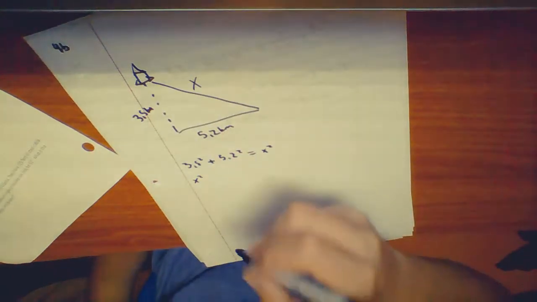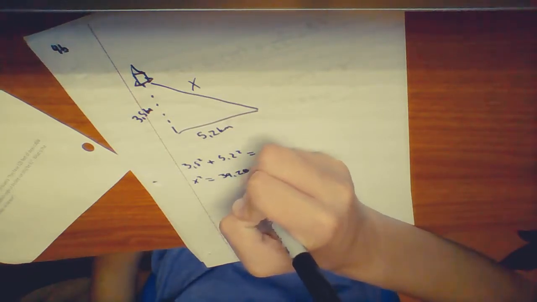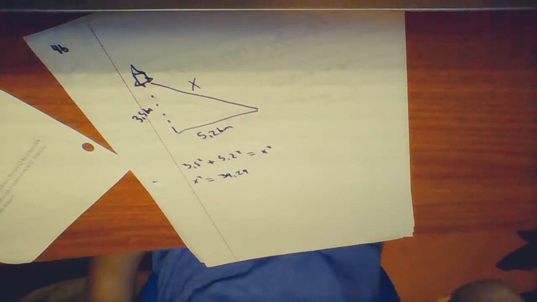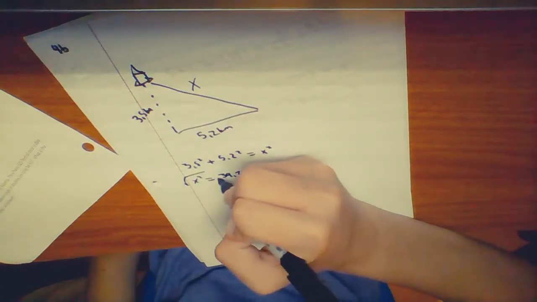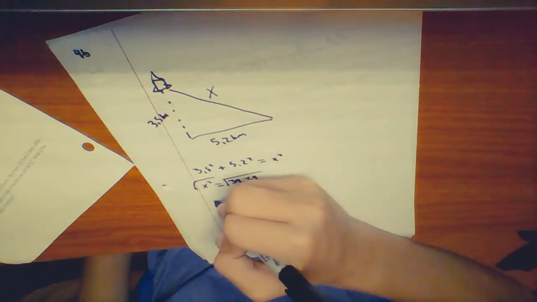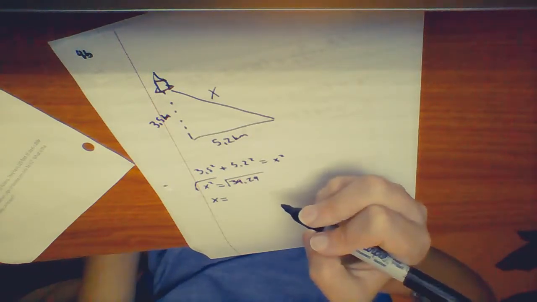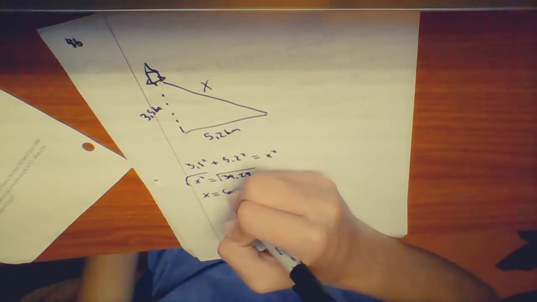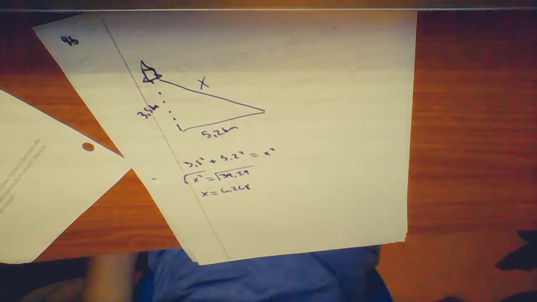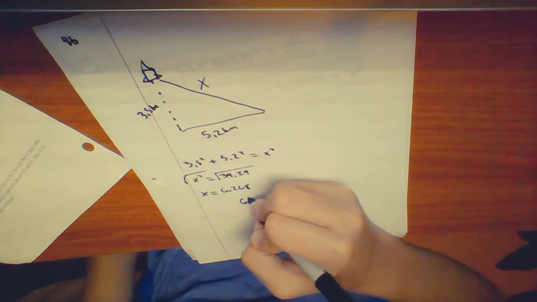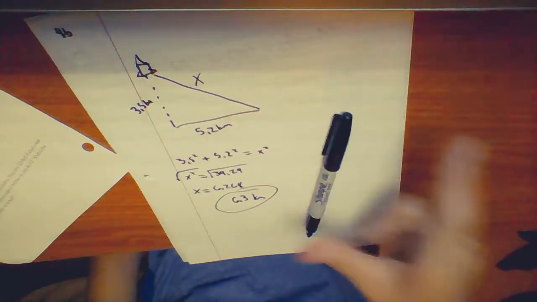When we use this, x squared equals 39.29 kilometers. And to get what x equals, we have to find the square roots of both sides. The square root of 39.29 is 6.268. And when we round that, we get 6.3 kilometers away from the observer.